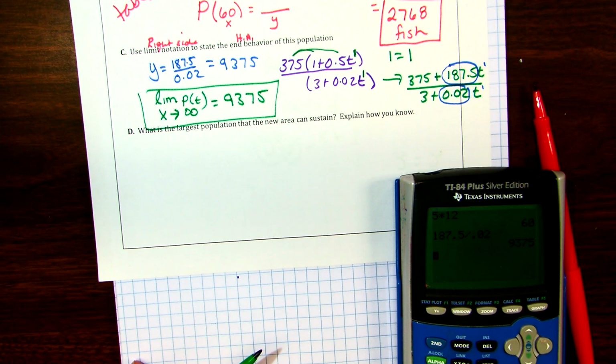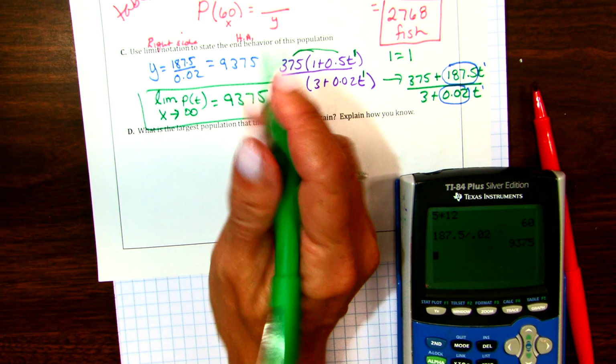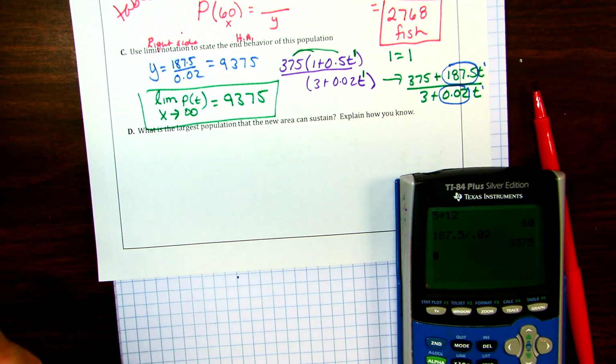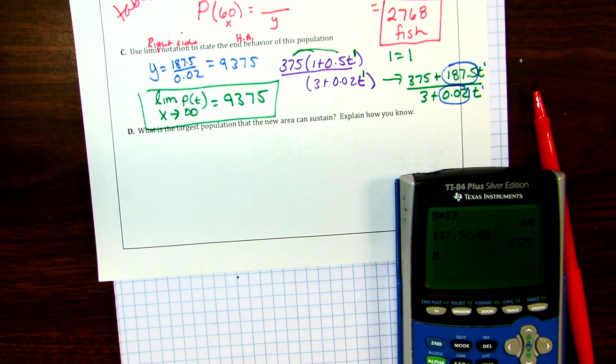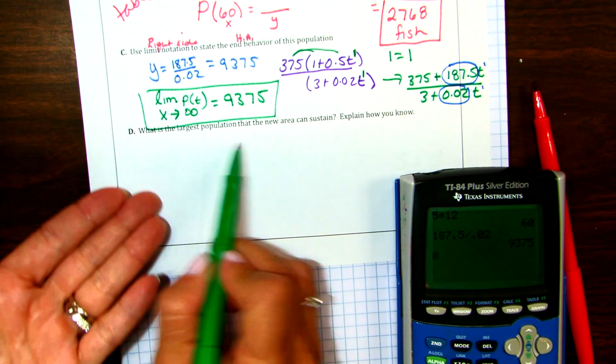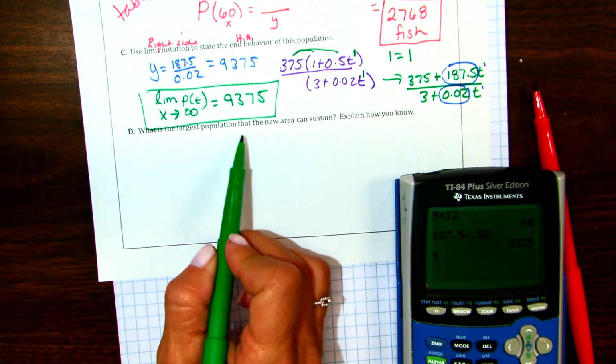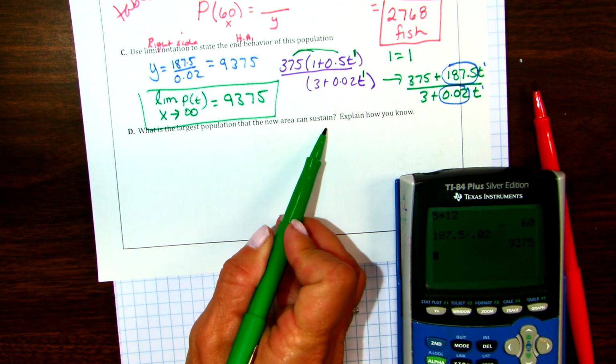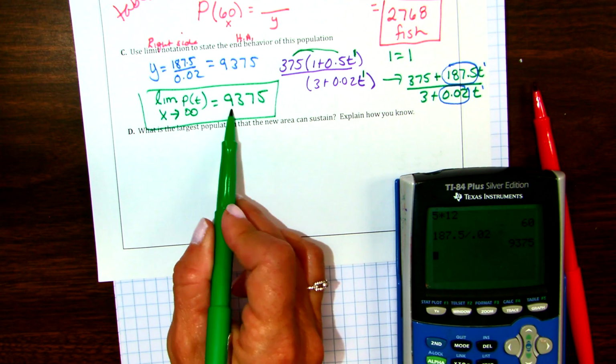And so think about this, science and math go together quite a bit. We're on the math side. We are doing the math, and the scientists take our math and they interpret the results deeper than we do. So this is the math, but what does that really mean? And that's what part D is. What is the largest population that the new area can sustain? So that is just this number, right?